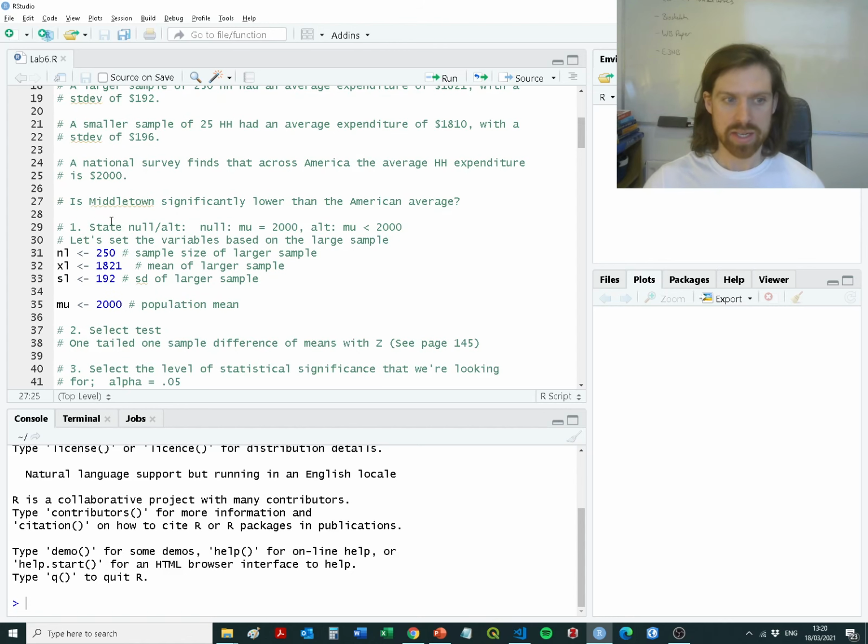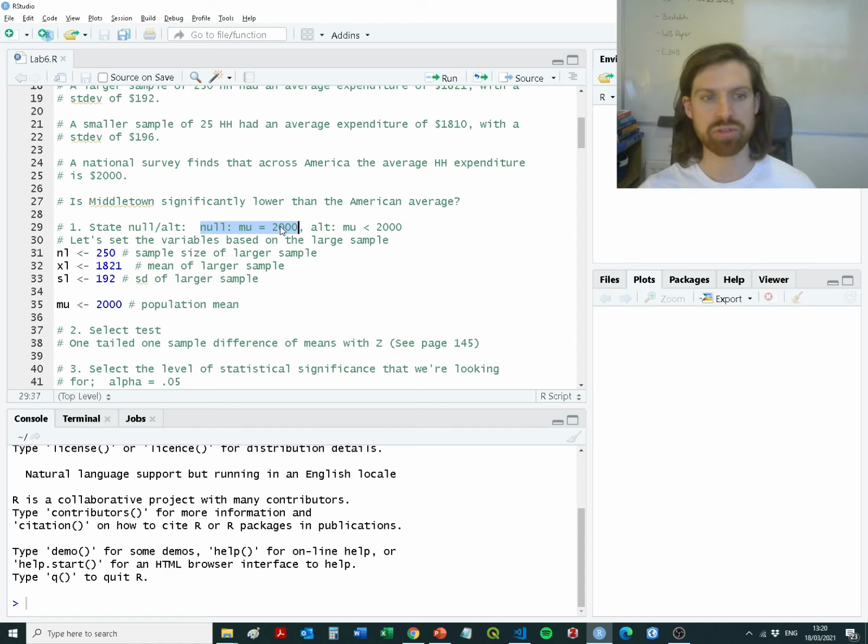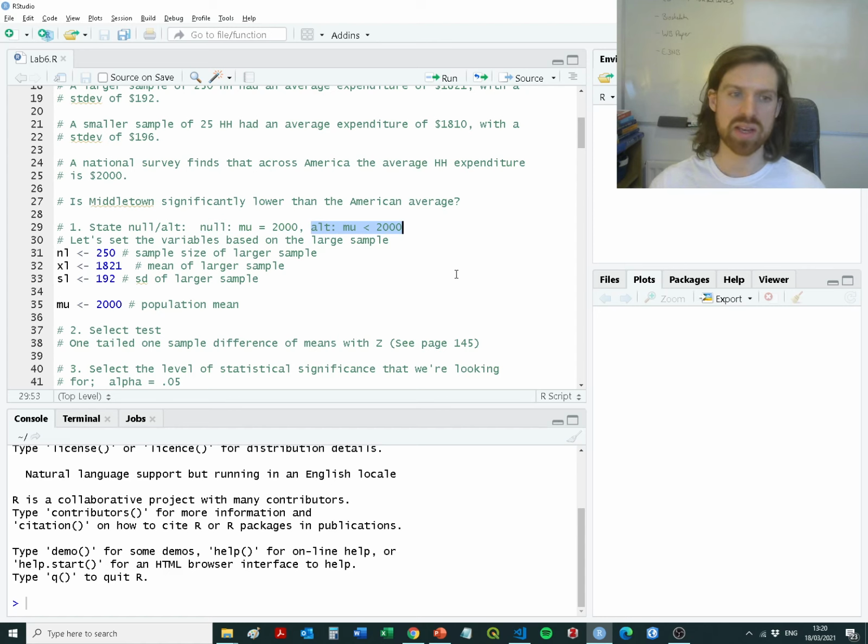So let's begin. Essentially, we need to state the null and the alternative hypothesis. So the null hypothesis here is where mu is equal, so the population mean and the sample mean are both equal to each other, equal to the national average, so $2,000 per household. Whereas the alternative hypothesis is essentially where Middletown has a significantly lower level of energy expenditure than the average. Okay, so really the key point in that statement is that we're interested in whether it's significantly lower. So here we're definitely focusing on a directional hypothesis, and we're only interested therefore in what's taking place in the lower part of the distribution.